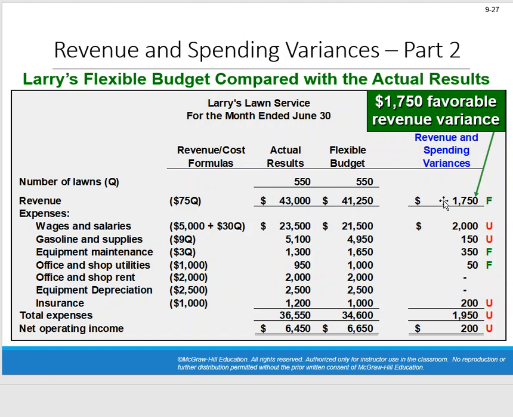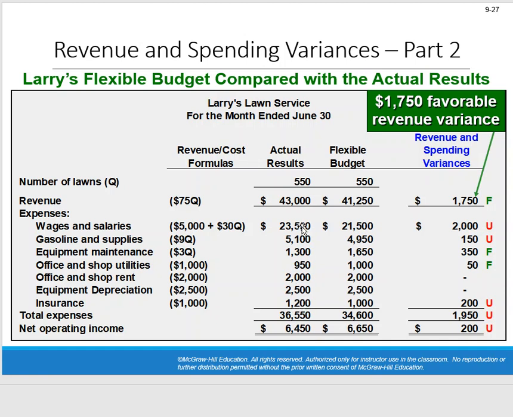So our revenue was 1,750 higher than what we expected according to the flexible budget. So we made even more revenue than we thought. In terms of our wages and salaries, we're unfavorable. When we recompute our flexible budget based on 550 lawns, we should have 21,500 in wages and salaries, but our actual was 23,500. So we have an unfavorable variance there. Gas and supplies, also unfavorable. The flexible budget said based on 550 lawns, it should be 4,950, but the actual was 5,100. So these actual numbers, they're not formula driven.